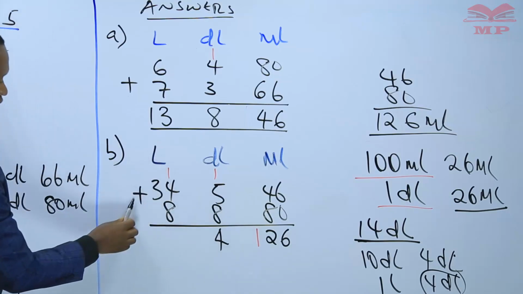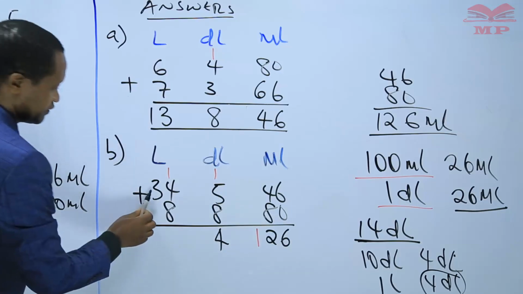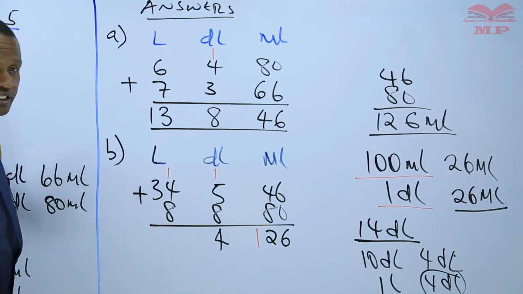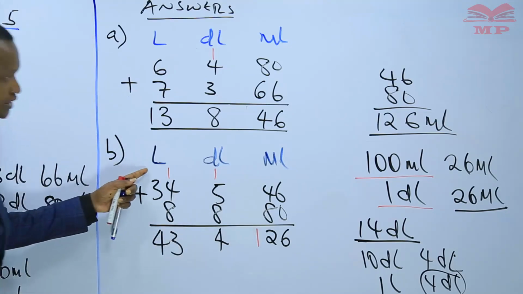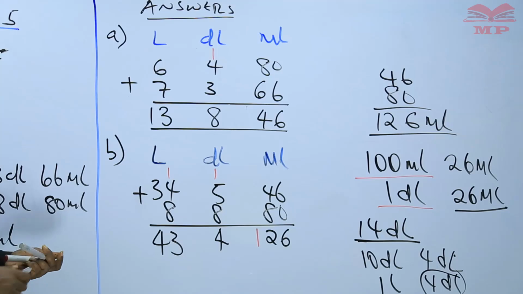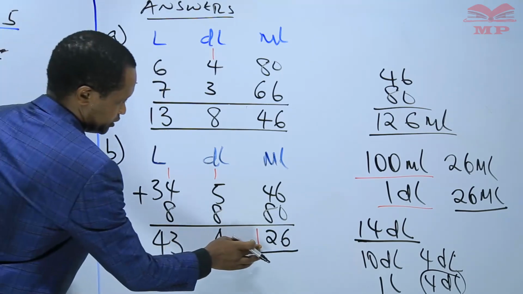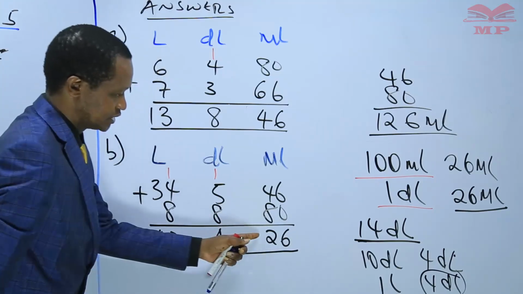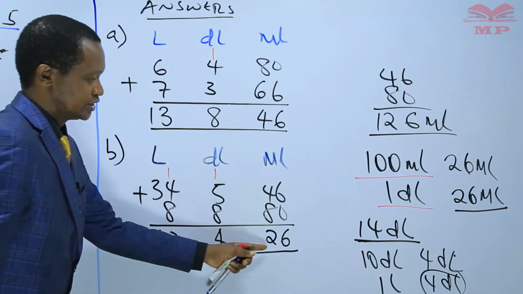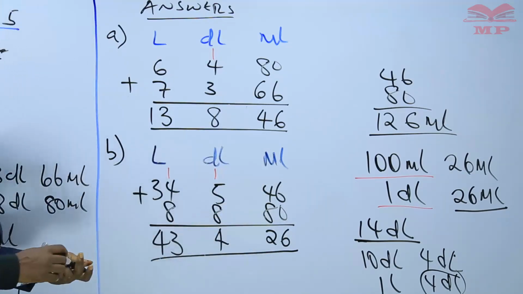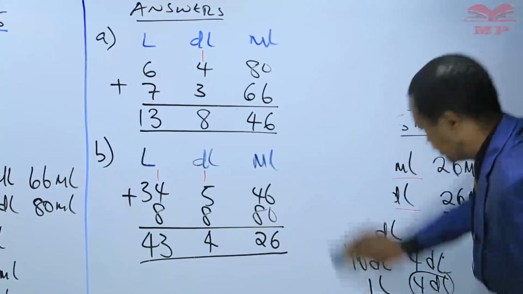1 liter plus 34 liters is equal to 35 liters. 35 liters plus 8 liters will give us 43 liters. So this is our answer. So we do away with this one. So the answer is 43 liters, 4 deciliters, and 26 milliliters. So let's continue on this page.